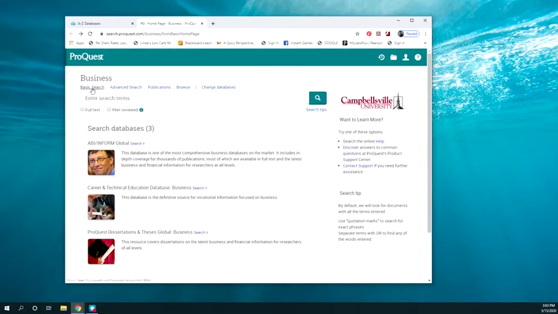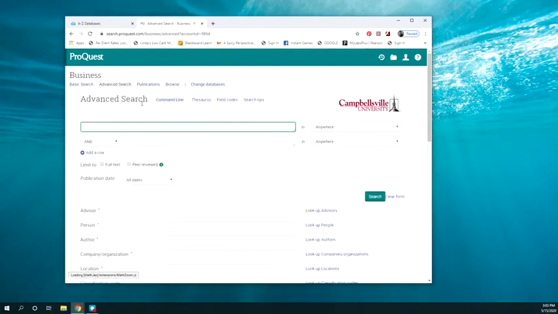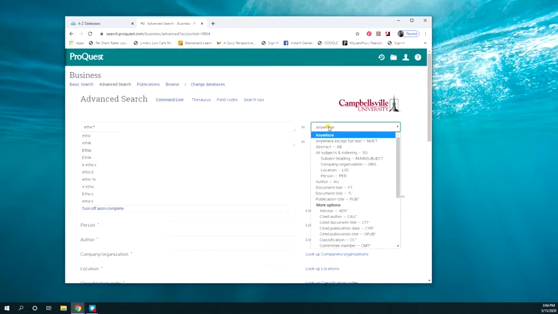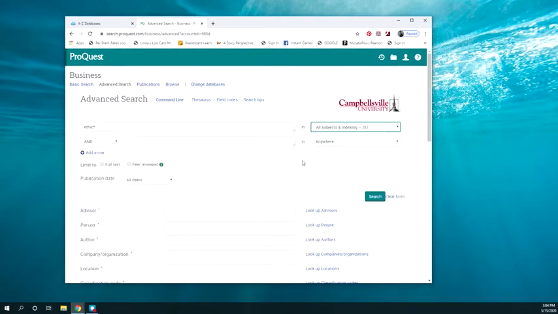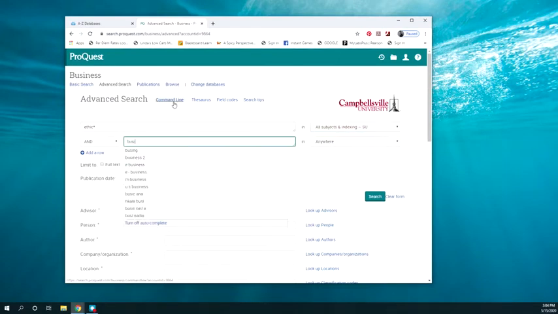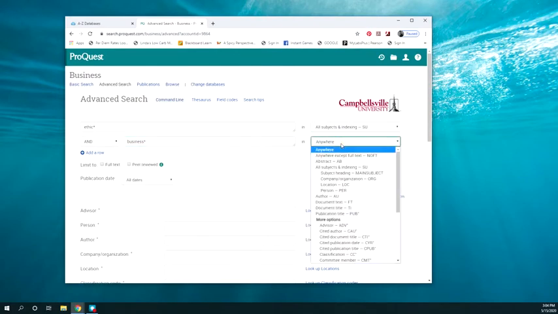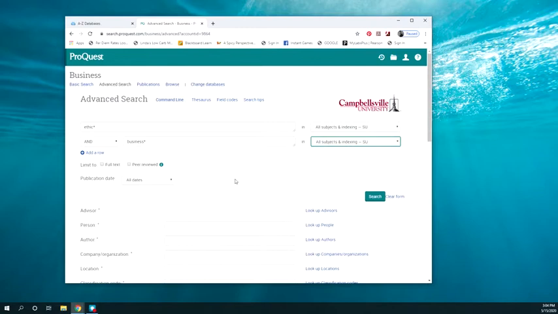We're at the basic search entry level. We want to go to the advanced search. And as we've done before, I'm going to put in ethic asterisk, looking for that in the subject areas. I'm going to go ahead and do business as well. I've shown you the reason for doing that in an earlier set of searches out there.